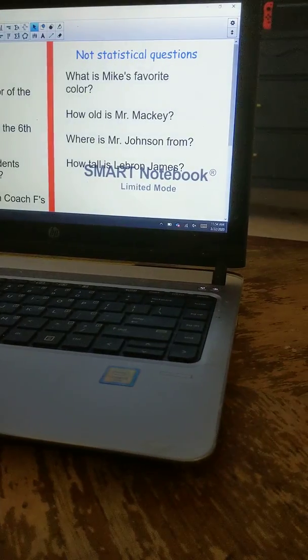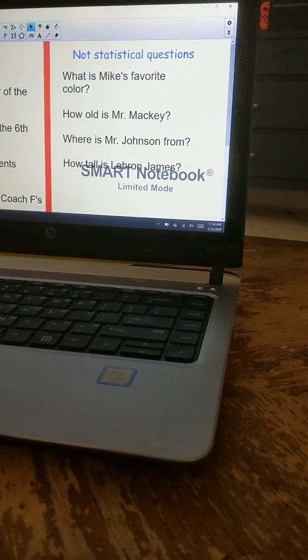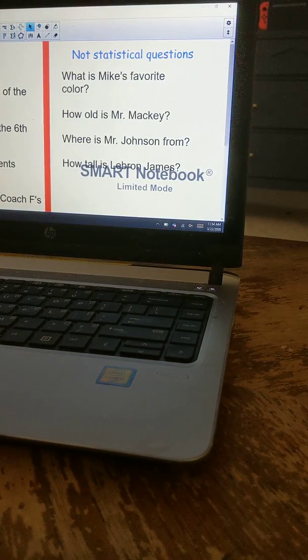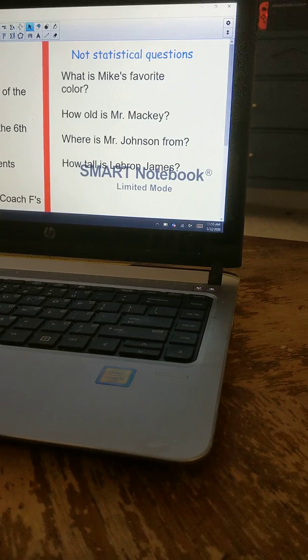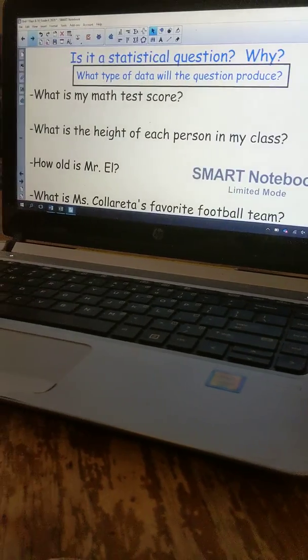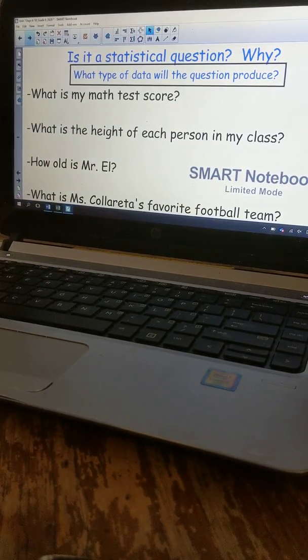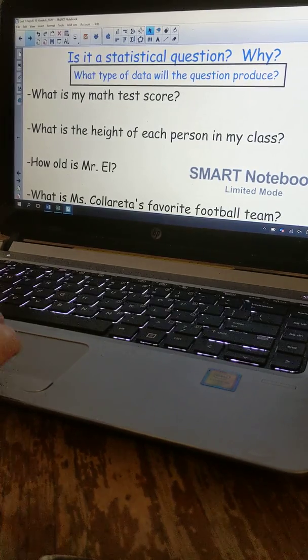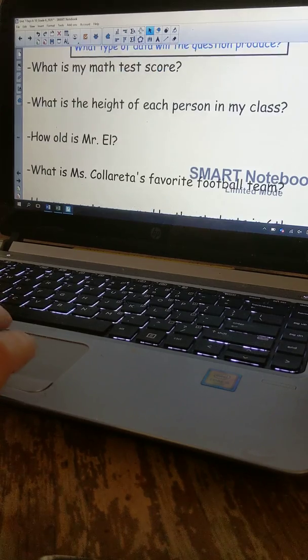Questions that are not statistical questions. How old is Mr. Mackey? There's a specific age. How tall is LeBron James? There is a specific height. There is only one answer to those questions, not a variety. So here are some quick examples. Just go ahead and jot down statistical or not and think about your reasoning behind it. You can pause the tape whenever you're ready before we go over them.